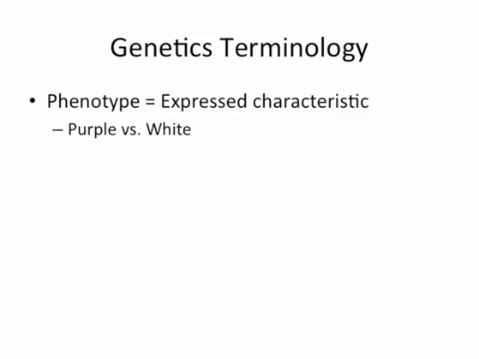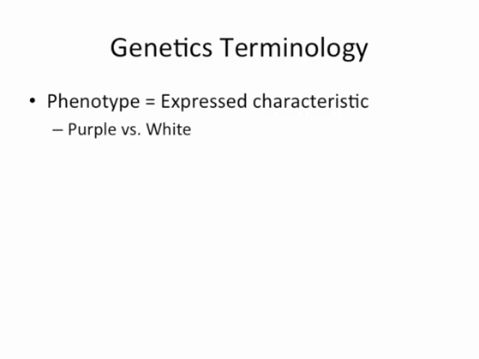So there's a few terms that we're going to use a lot throughout this chapter. One is the word phenotype. Phenotype is the expressed characteristic. It's what you see, it's what you can measure, it's what's expressed. So color in this case is the phenotype. The purple flower has the purple phenotype, the white flower has the white phenotype. Phenotype can also be things that you can test for, like blood group. So blood group A versus blood group O versus blood group B versus AB, and we'll talk about those eventually.